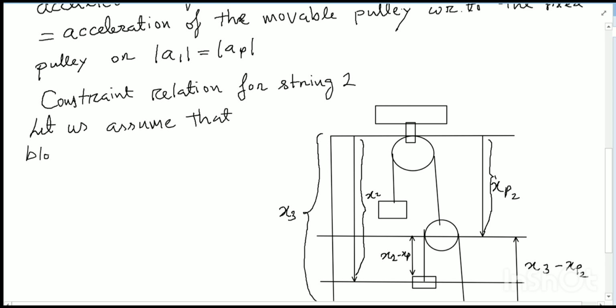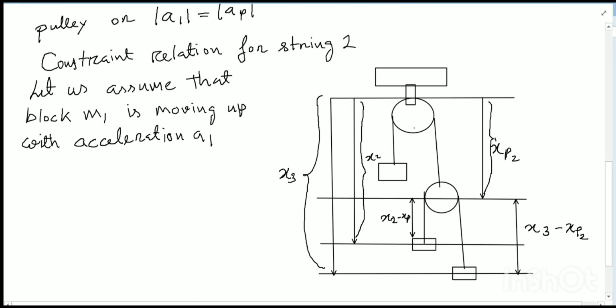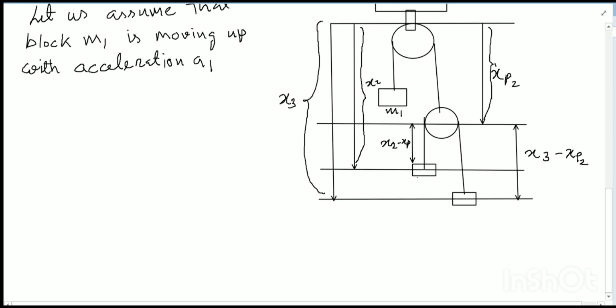Now you see that I have already drawn this system with M1, M2, and M3. My diagram is totally complete. Now I have written the weights M1, M2, and M3. M1 is moving up with acceleration A1, according to the diagram, and M2 and M3 are both moving down with accelerations A2 and A3. So now I apply the constraint motion.